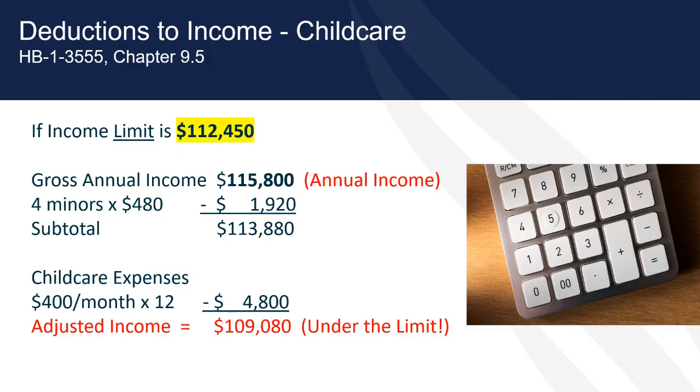The loan application indicates they have 4 minors at $480 each. This gives them a deduction of $1,920. That brings their income down to $113,880, which still makes them over income.